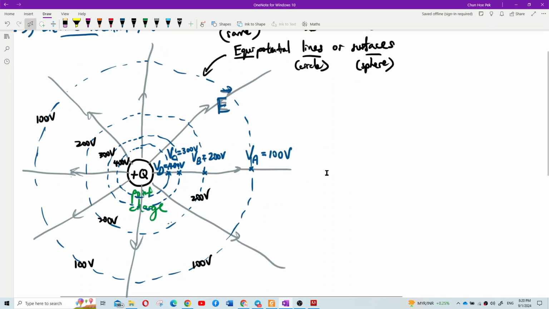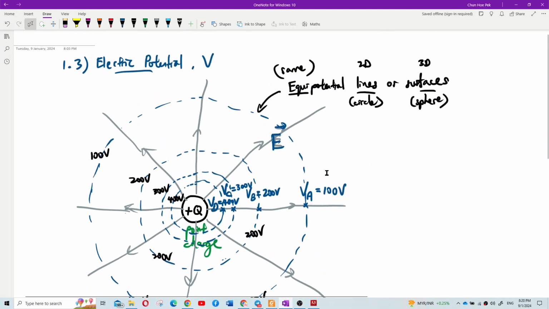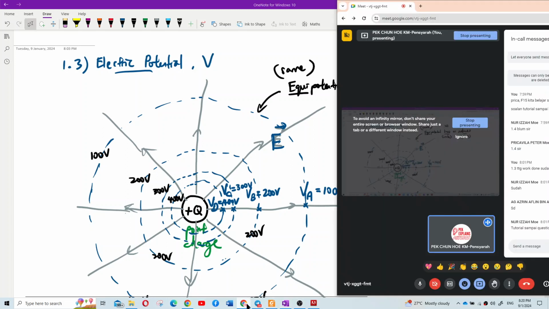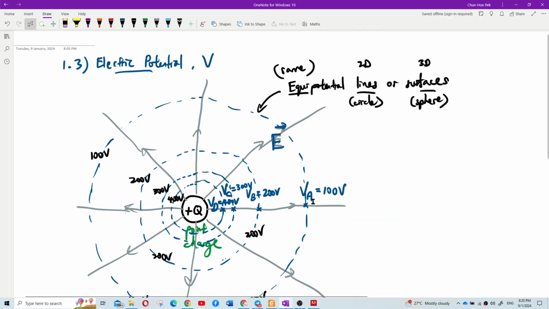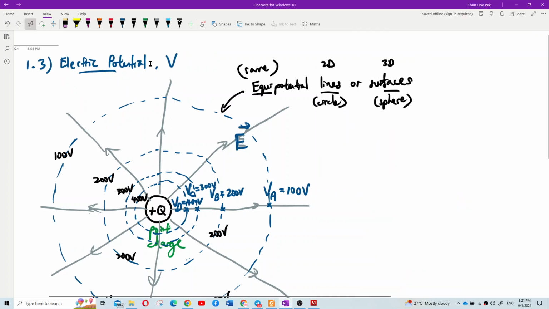Understand? Okay, now the question is, what does this potential of 100 volt mean? The 100 volt itself, what does it mean? What does 100 volt mean to you? That is the question, isn't it, class? I want to see your response. That's what I'm going to explain. What is meant by 100 volt over here? What is meant by electric potential?